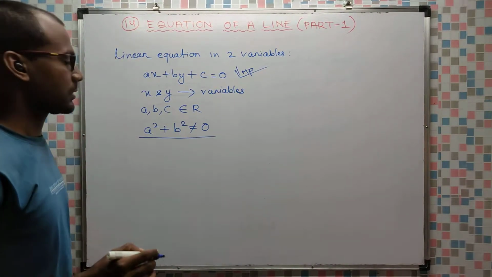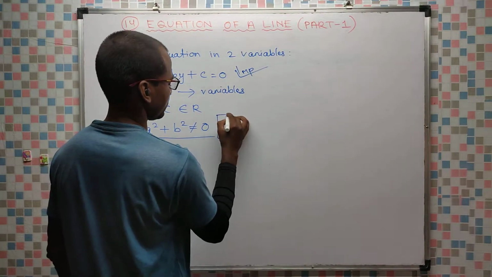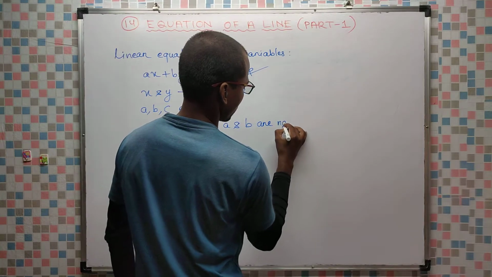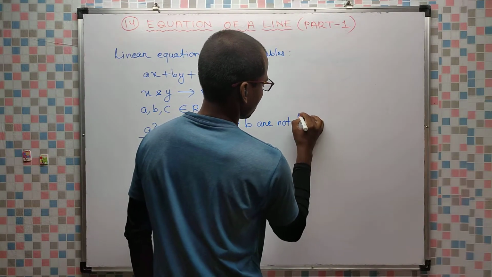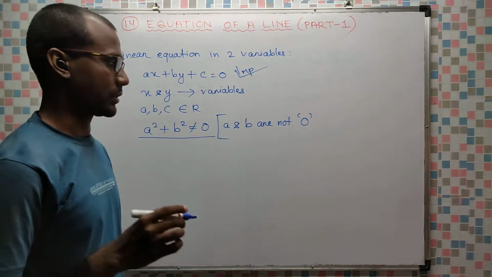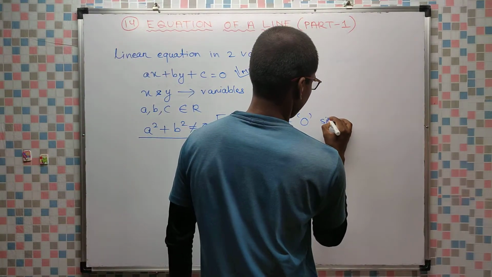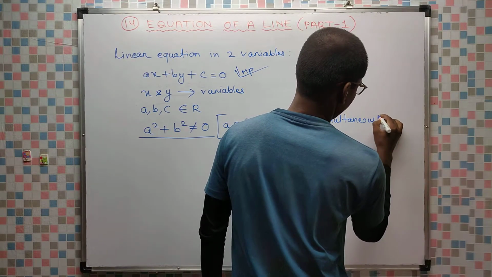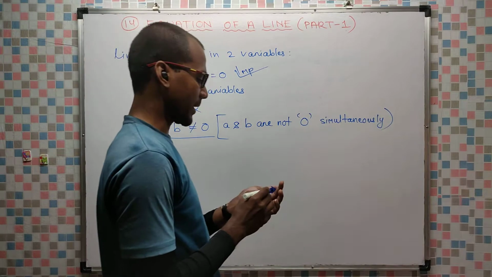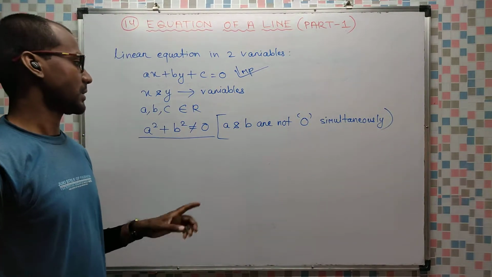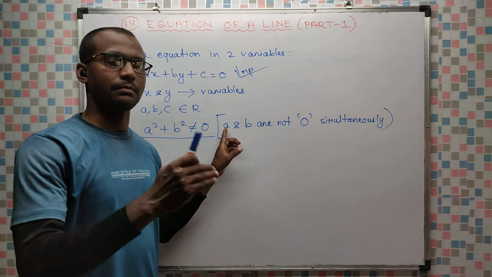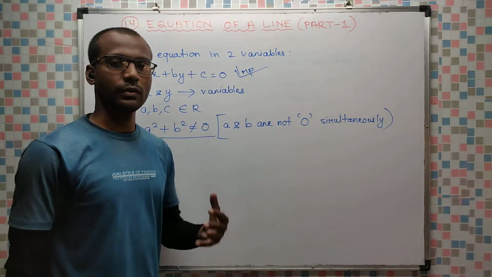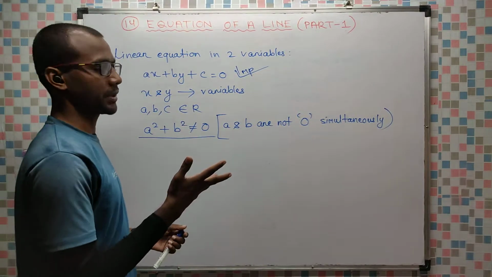Now what does this mean? It means a and b are not 0 simultaneously. That means a can be 0, but at that time b should not be 0. b can be 0, but at that time a should not be 0. So together they cannot be 0. Let us take some examples.